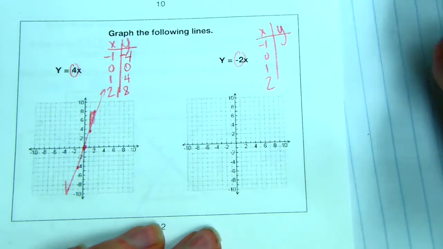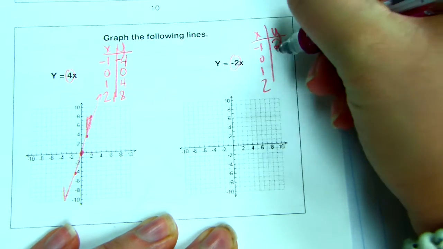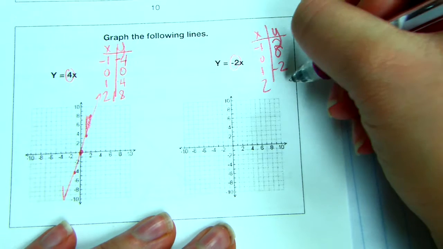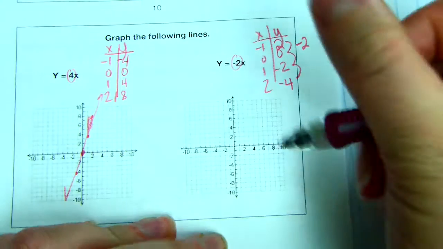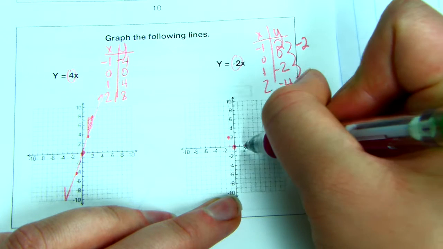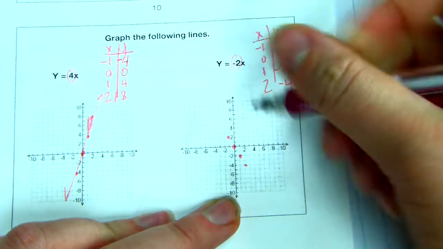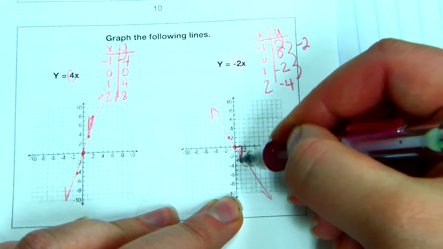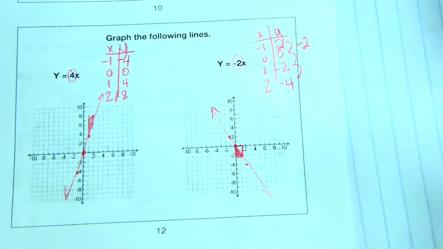Now this is a negative slope, so that should tell us it's going to go down. But -1 times -2 is positive 2. 0 times -2 is 0. -2 times 1 is -2. -2 times 2 is -4. So we're decreasing by 2 every time, which is where that -2 comes from. -1, 2. 0, 0. 1, -2. 2, -4. Should get a ruler out to draw those, but if you look, it falls 2 and runs 1. There's our slope.